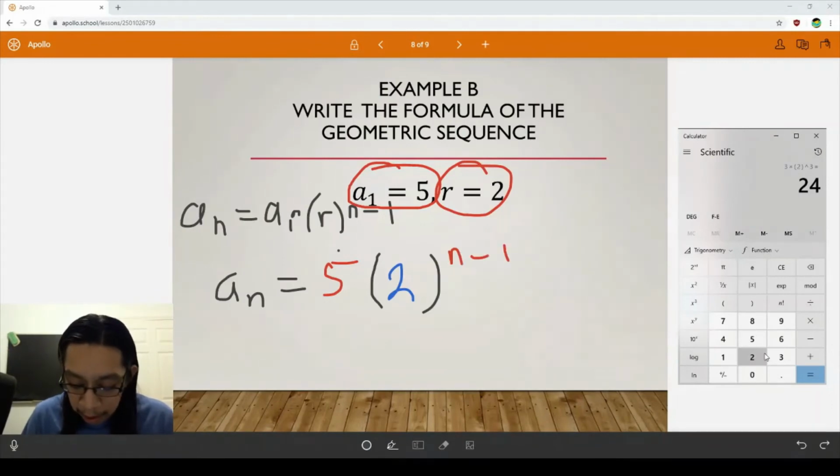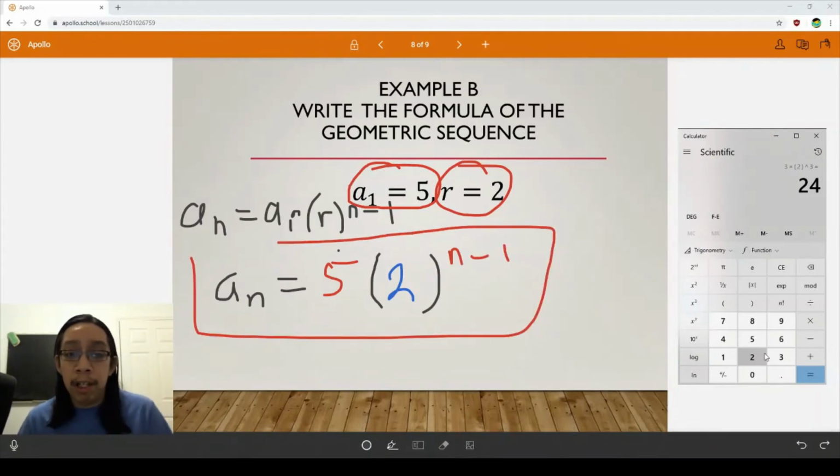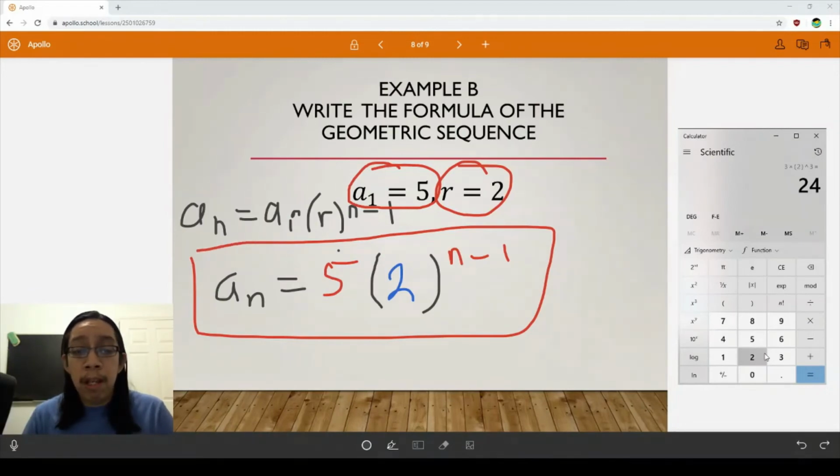This right here is what your formula would look like. Plain and simple. You take the numbers that were given to you, you plug them in, and like I said before, you have to simplify, but what's great about this particular example is that you don't have to simplify anything. It's good to go. You can go ahead and do whatever you want with it.